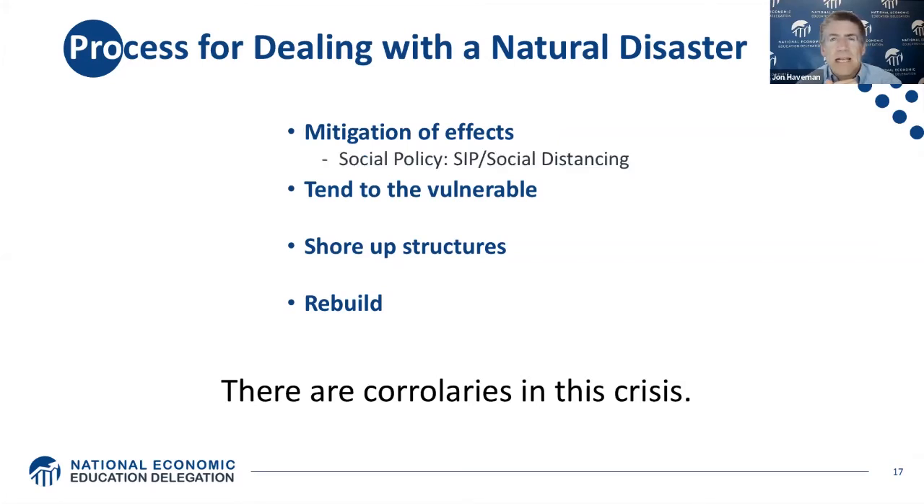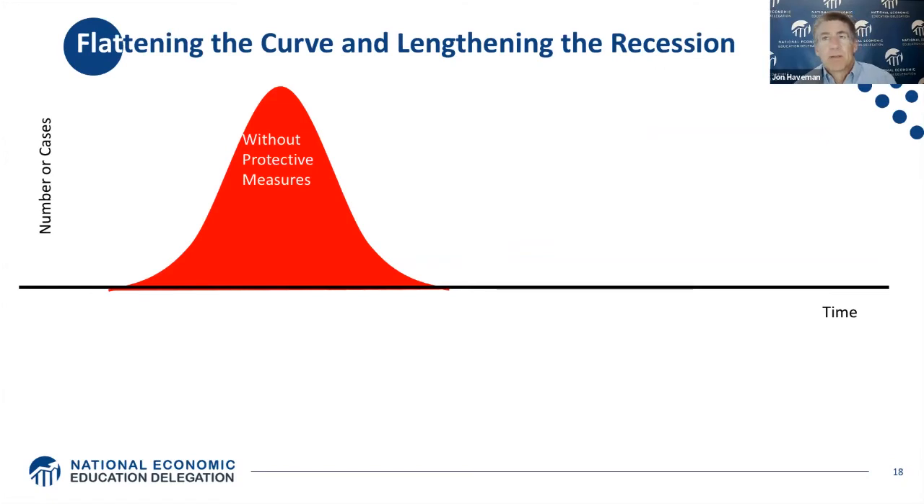So the mitigation of effects, that's probably the social policy that we're talking about, this shelter in place and social distancing, trying to reduce the spread of the disease. Tending to the vulnerable, that's a lot of fiscal policy. That's getting people paid sick leave, extended unemployment insurance, the $1,200 checks that went out. The shoring up of structures is really trying to maintain the link between employees and employers, so that when it does come time to open back up, the process is relatively easy. And I'll talk about how I don't think we've done a really good job with that. Then ultimately there's the rebuilding, and that's the stimulus, right? When we find that maybe the economy isn't coming back as quickly as we'd like it to, we get some stimulus.